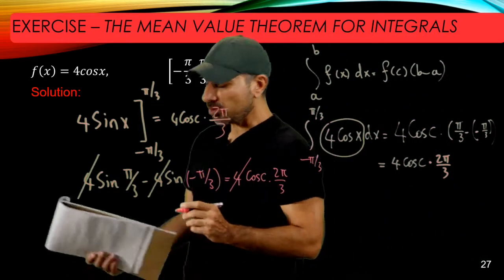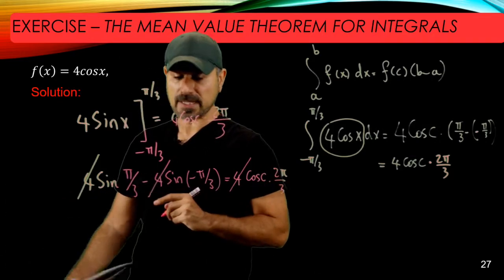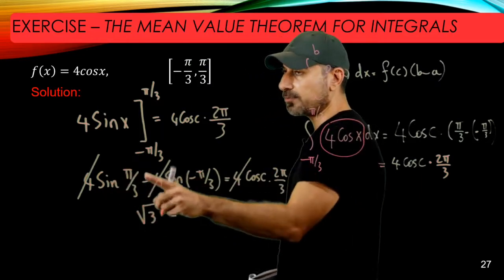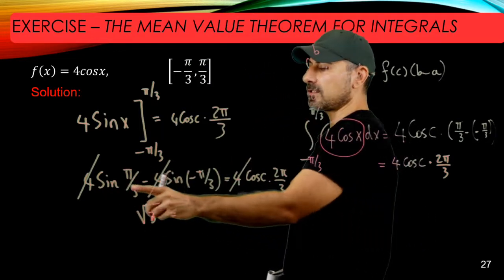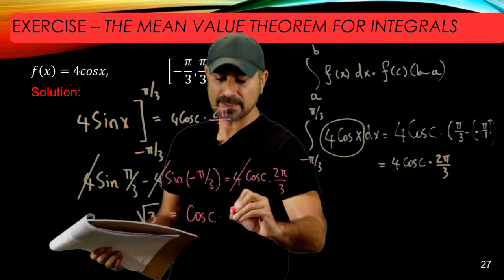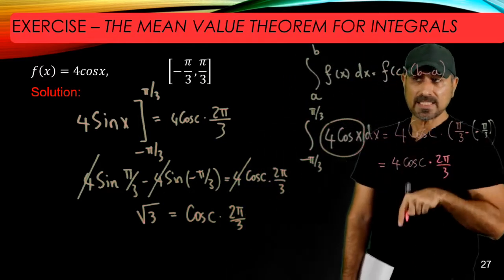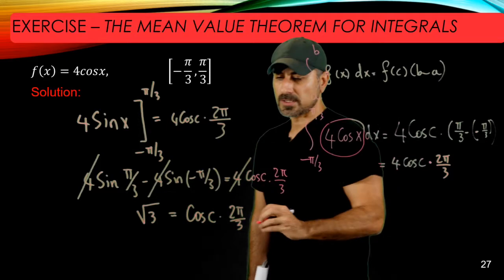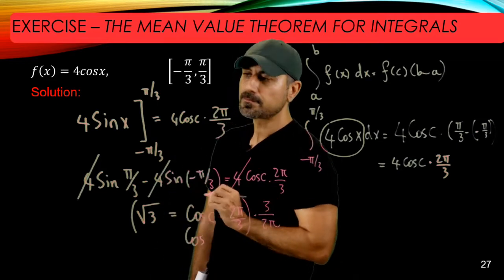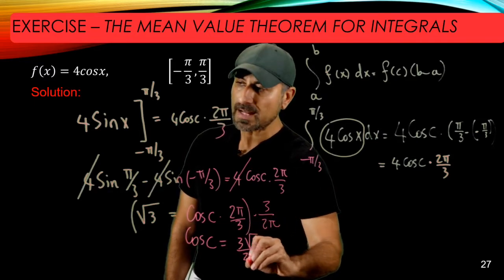If you use your calculator, or check the unit circle, to find the exact values of sine pi over 3 and sine of minus pi over 3, you end up with just radical 3, because this is radical 3 over 2 and this is minus radical 3 over 2. If you subtract them, you have radical 3. So that's equal to cosine c times 2 pi over 3. Remember that we're trying to find c coming out of the statement of the mean value theorem. So we leave cosine c by itself by multiplying both sides by 3 over 2 pi. Cosine c becomes 3 radical 3 divided by 2 pi.